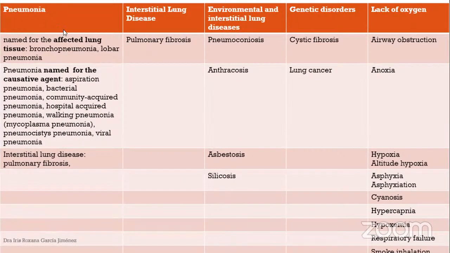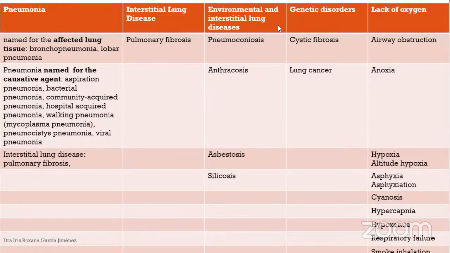Going to pneumonia as an extra chart, I decided to divide it because we have lots of situations. We can say, by the effect on the lung tissue, bronchopneumonia or lobar pneumonia. According to the name of the causative agent, it could be aspiration pneumonia, bacterial pneumonia, community-acquired pneumonia, hospital-acquired pneumonia, walking pneumonia, mycoplasma pneumonia, pneumocystis pneumonia, and viral pneumonia. The interstitial lung disease, pulmonary fibrosis.